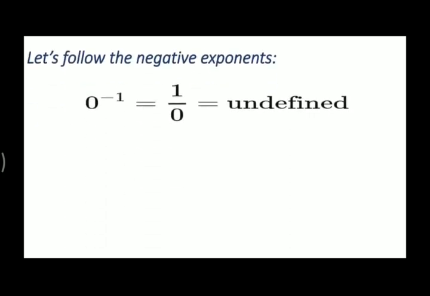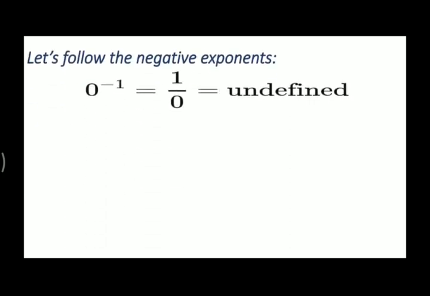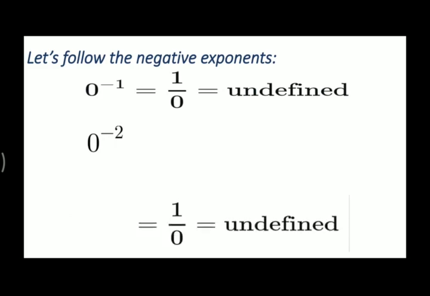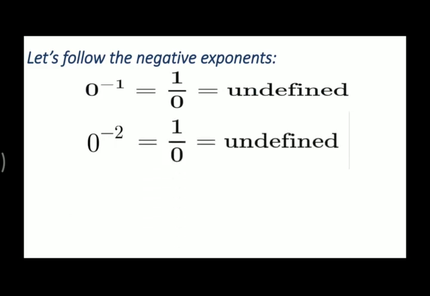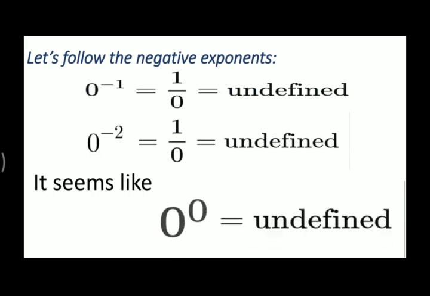Now let's follow the negative exponents. So 0 power negative 1 can be written as 1 by 0, which is undefined. The same goes for 0 power negative 2, it is equal to 1 by 0, which is undefined. So if we follow this pattern, it seems like 0 power 0 is undefined.